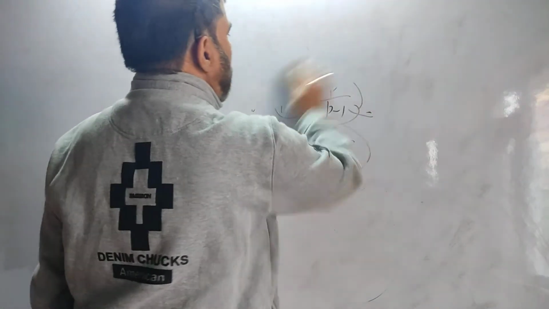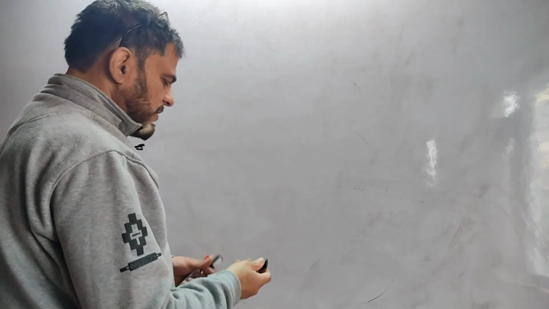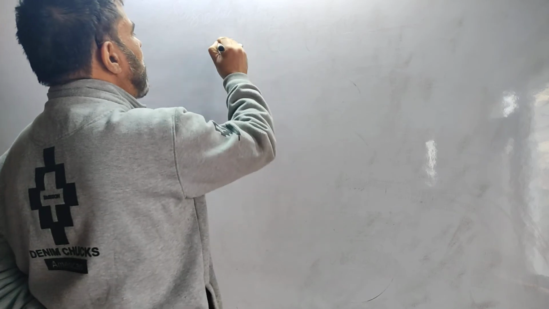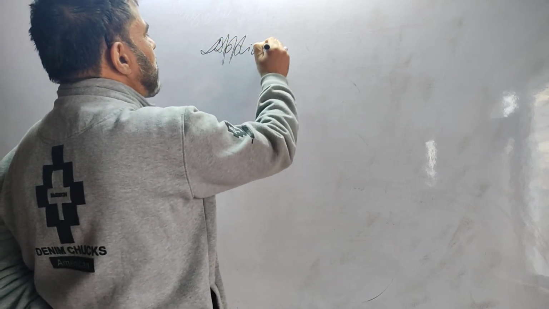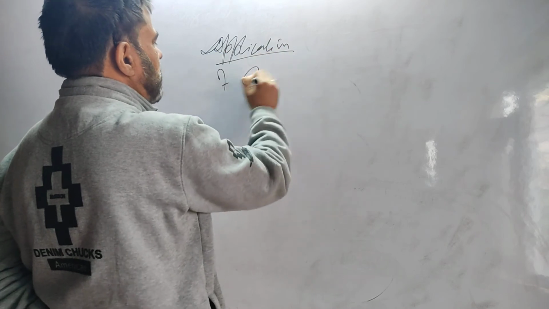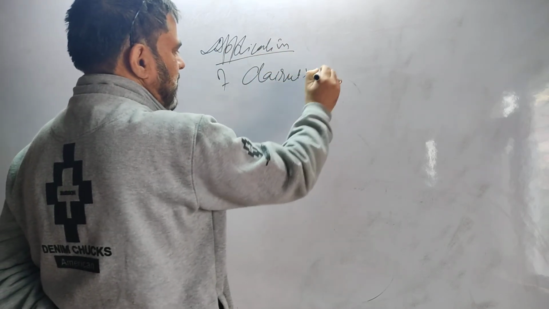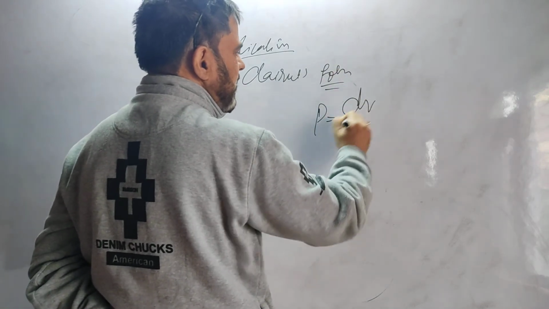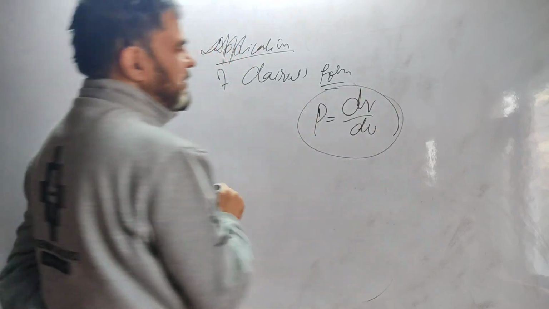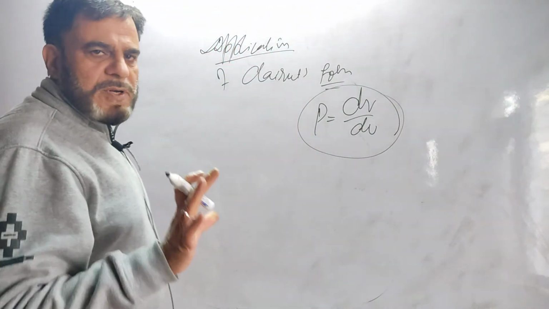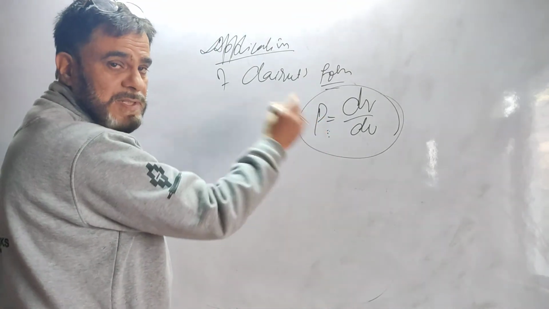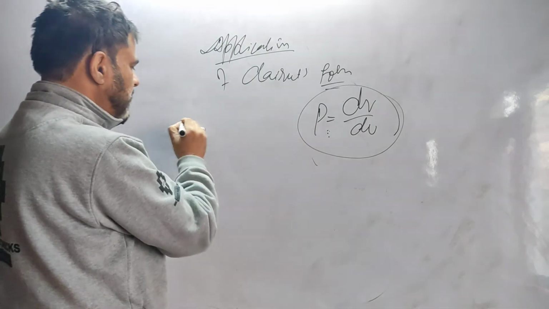You see how we go ahead. Sometimes we come across an application of Clairaut's form. Suppose I have p is equal to dv by du. p is dv by du. I want to form a Clairaut's differential equation according to this. What would be the Clairaut's equation corresponding to this p?